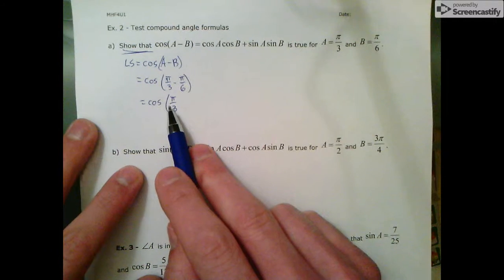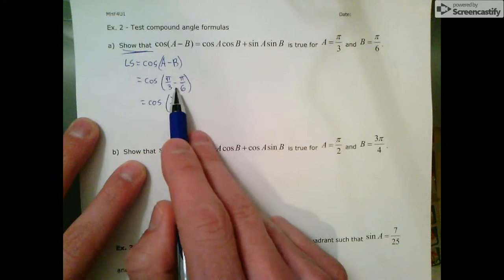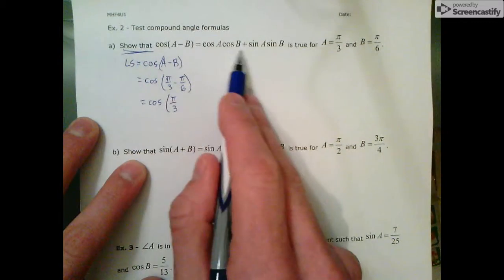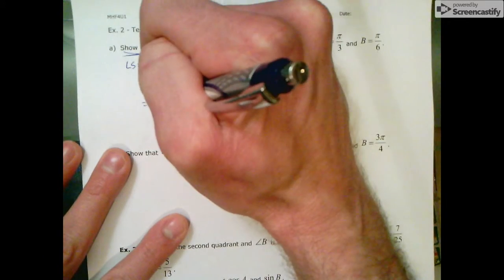Right. Okay. So I'm going to do some common denominator stuff, right? So I have to work this out. I can't use the compound angle formulas to show that the compound angle formulas are true. So I have to do something else. So I'm actually going to work out what pi over 3 minus pi over 6 is. And so pi over 3 is the same thing as 2 pi over 6.